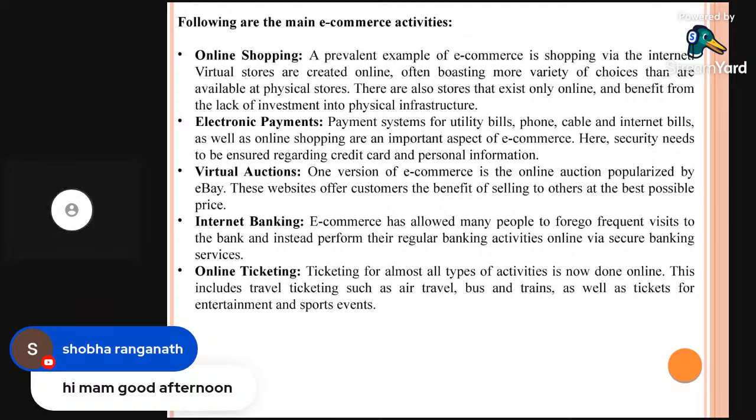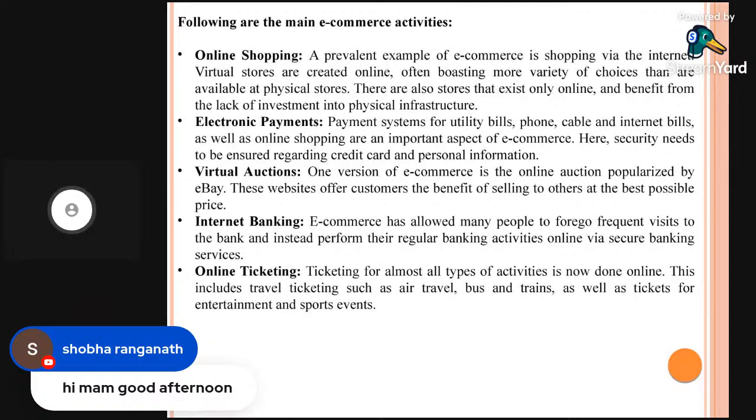Then online ticketing, the most common facility, very regularly utilized to book air tickets or even travel through bus or trains, whatever it is. That is one more component. Even tickets for entertainment and sports events can be booked through the online ticketing component.